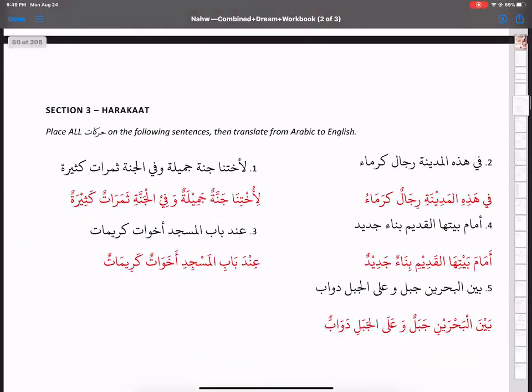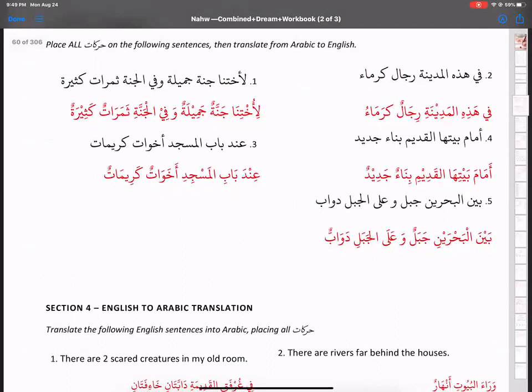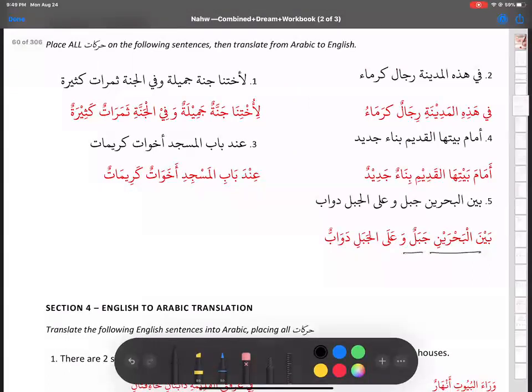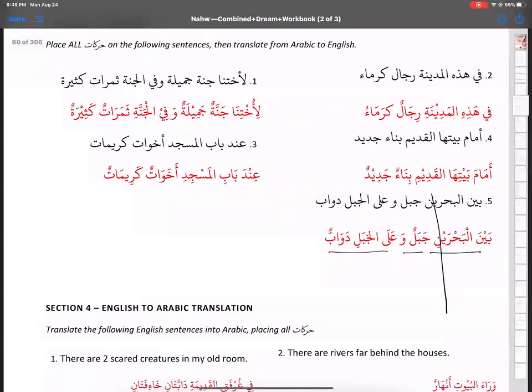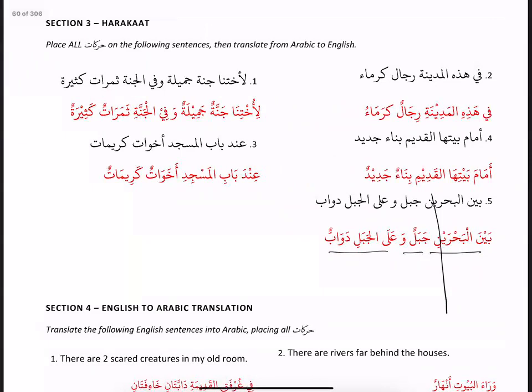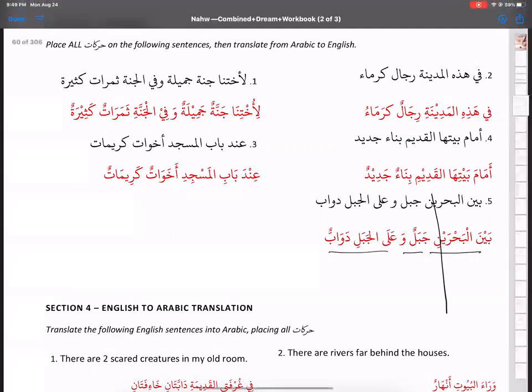The translation is given over here. Bain al Bahraini Jabalun wa alal Jabali Dawabun. So when MBK comes first, we have to translate MBK first, sister. When MBK comes before Mubtada, we translate MBK first. We can say there is a mountain, we said mountain first, so it can be the other way. There is a mountain between the two cities. We can say that, right?